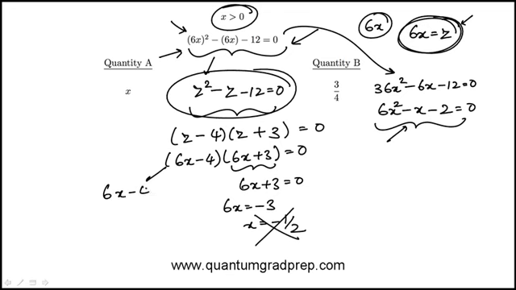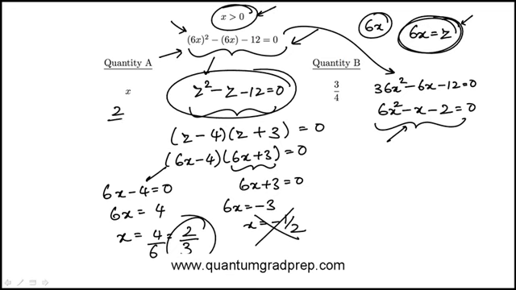The first one, 6x minus 4 equal to 0, gives us 6x is equal to 4. X is 4 over 6. Reduce this, 2/3. So x is 2/3, and because we're told that x is positive, the value of x is 2/3. And 3/4 is greater than 2/3. So the correct answer is quantity B.